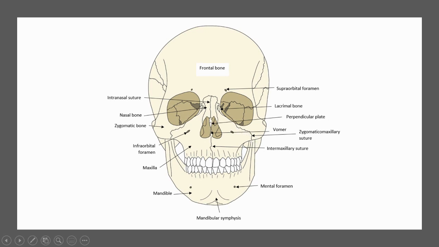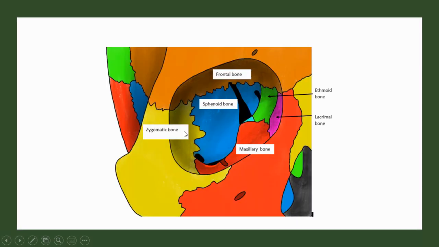You can see the perpendicular plate, which actually comes down off of the sphenoid bone, and the vomer, which is part of the nasal bone. The lacrimal bone, and you can also see the intraorbital foramen on the maxilla.